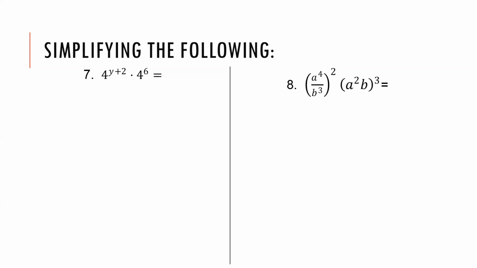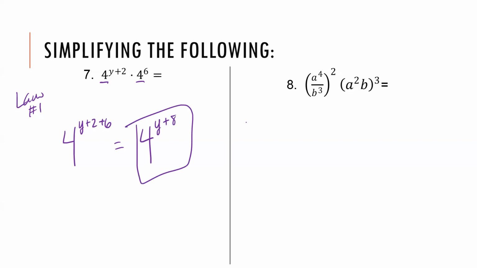All right, let's see. Thank you guys for working together and talking it out. I hate to pause you. Let's just make sure we're good. What laws did I apply here? Applying law number 1 gives me my base stays the same. I have y plus 2 plus 6, which equals y to the y plus 8. And that's all you can do because you don't know the value of y, right?